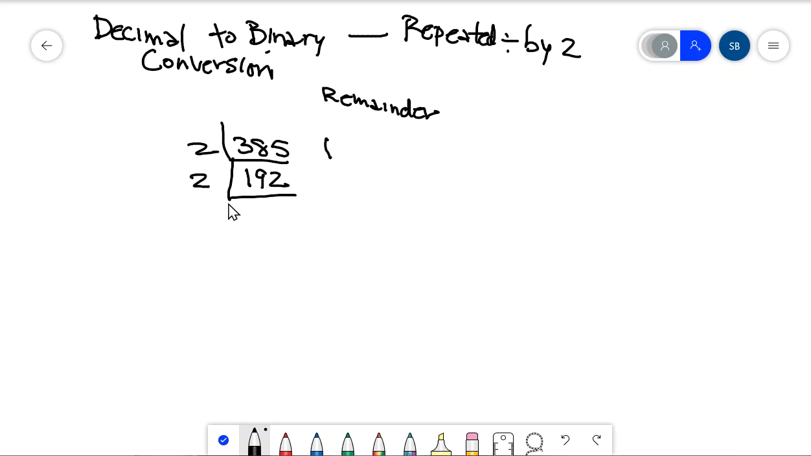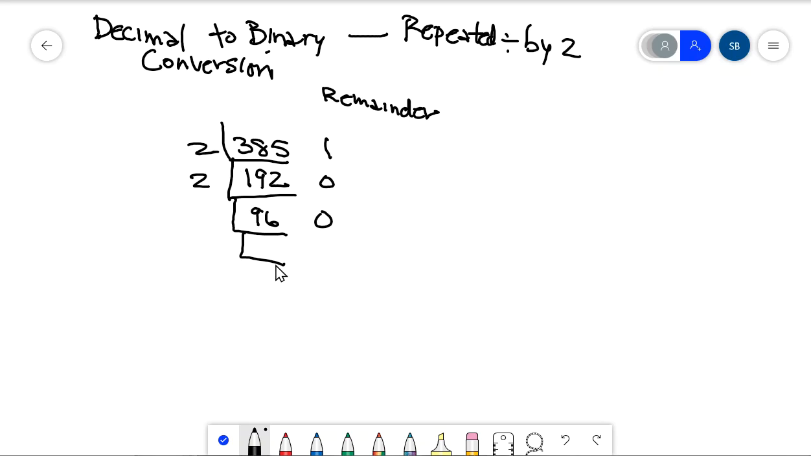2 goes into 192. And you should start to see the patterns. This is an even number, so I already know the remainder is going to be 0, as long as I do my division correctly. So what? 9 would be 18, and 12 divided by 2 would be 6. And that's that remainder of 0 that we have. 2 goes into 96. That's an even number, so I know what the remainder is already.